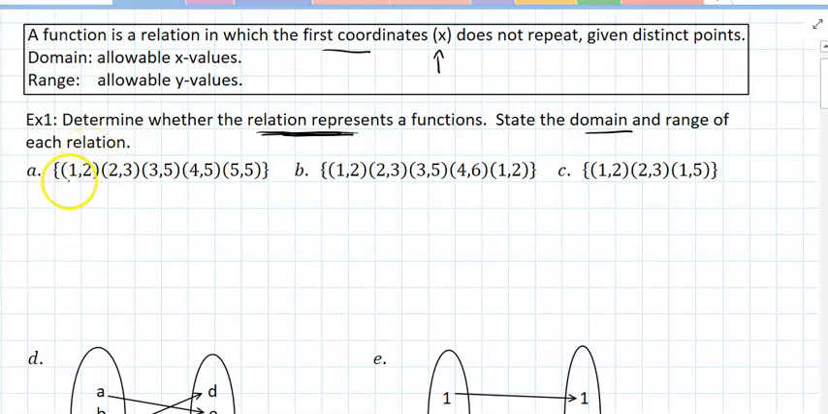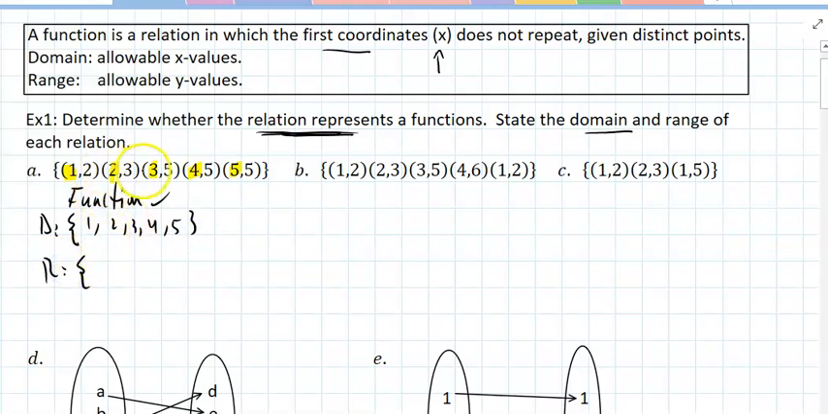So, looking at points, well, it's very simple. You look at the x coordinate, 1, 2, 3, 4, 5. The x values don't repeat. Function. This is a function. State the domain. Allowable x values. What are the x values? 1, 2, 3, 4, and 5. How about the range? What would be the range? Well, the range would be the y values. 2, 3, 5. That's it.